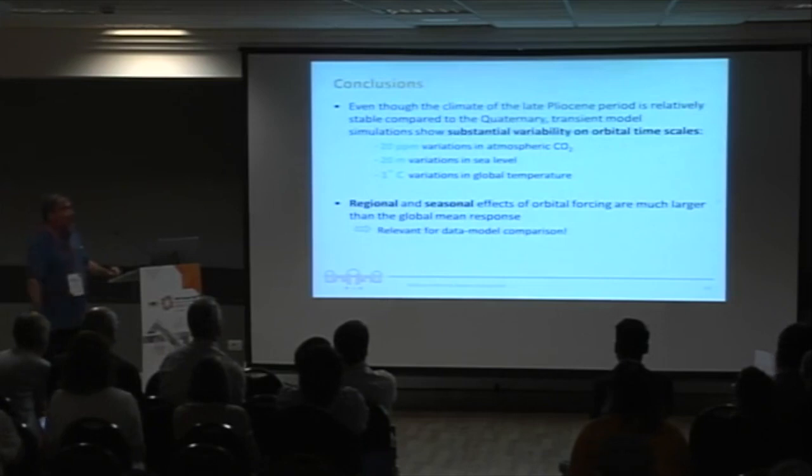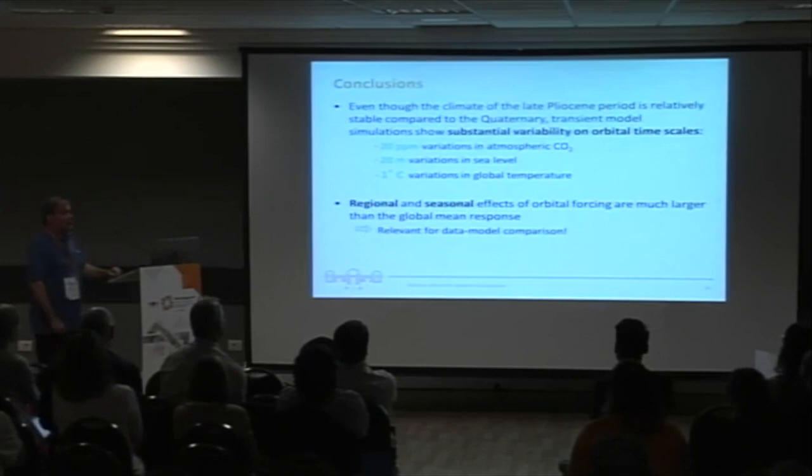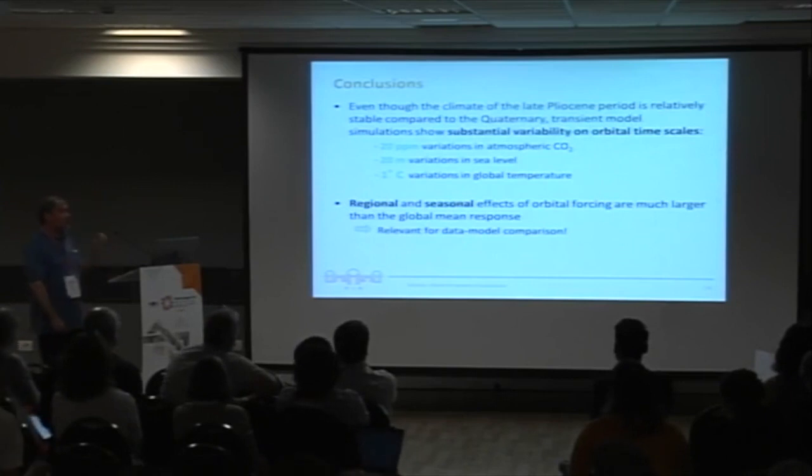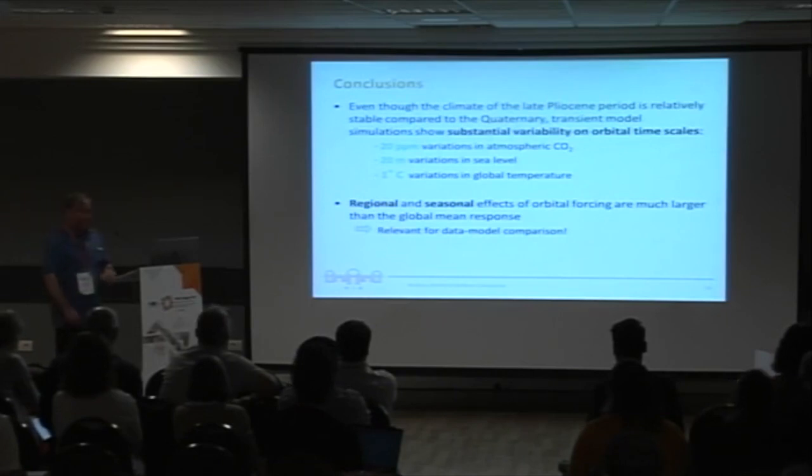First of all, our model simulation shows that although the Pliocene is much more stable and less variable than the Quaternary, it still has substantial variations on orbital time scale: of the order of 20 ppm for CO2, 20 meters for sea level, and about 1 degree in global temperature. As far as regional and seasonal effects of orbital forcing are concerned, this effect is comparable to, or in some cases even much stronger than, the global mean response, which of course has important implications for data-model comparison. Thank you for your attention.